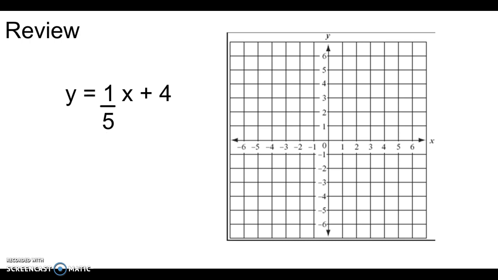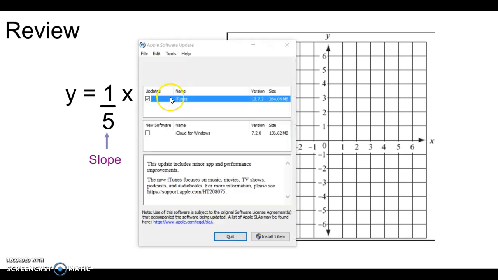Okay, so we are going to start off by reviewing. So here's an equation of a line, and we just need to talk about the parts of it. The number 4 in this equation represents the y-intercept, and 1 over 5 represents the slope. When we are graphing, we're always going to start with the y-intercept, and in this example it would be 4.